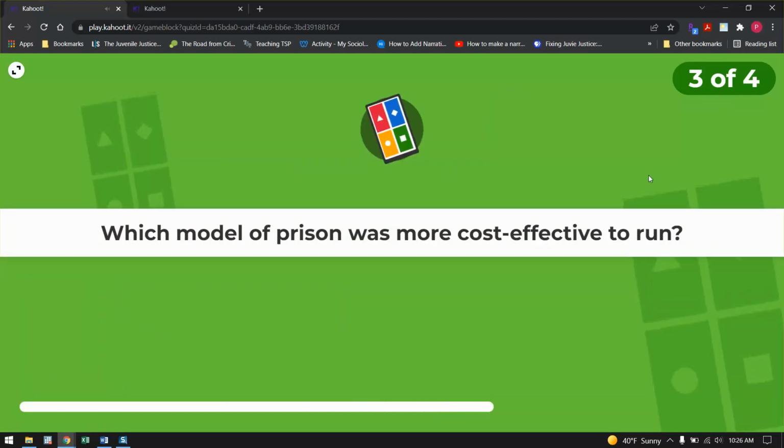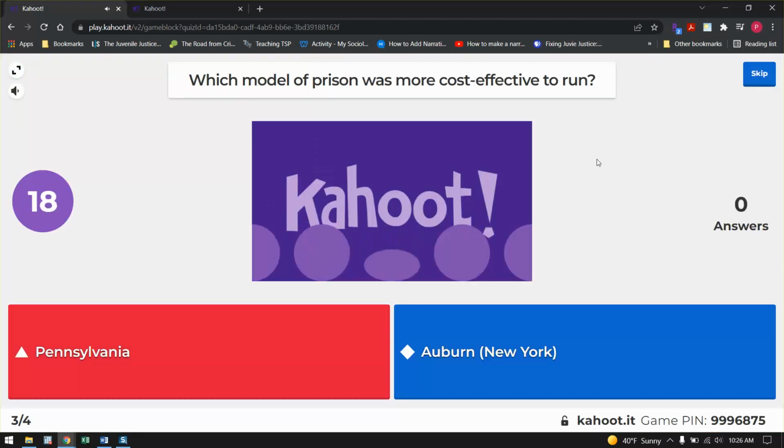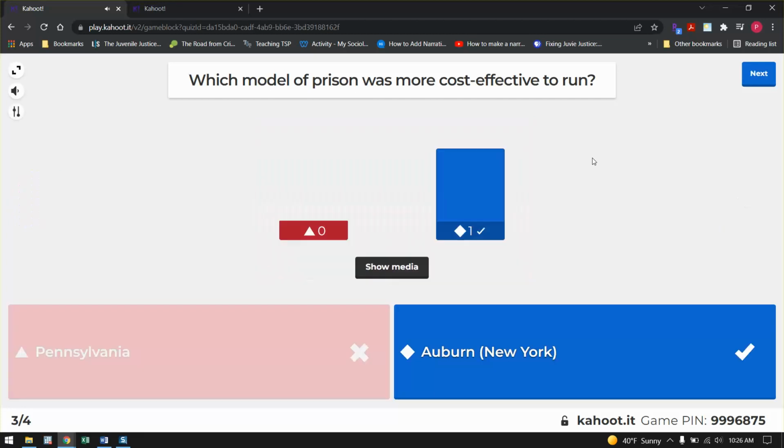The third question is asking again to think about these early correctional history models and recall which one was most cost effective. And the one that was most cost effective was the one that could hold more prisoners. And that was the Auburn or New York system model.